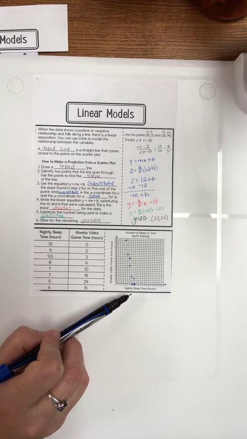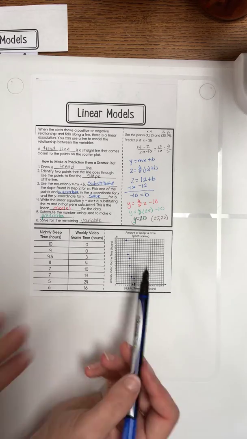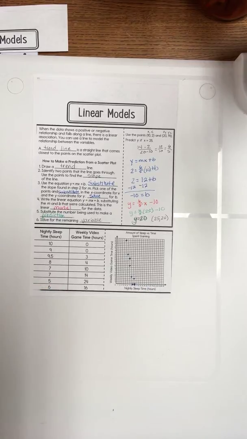So we want to predict, and behind, see how you have a dotted line here? You're going to fold this over. So behind this side is where we're going to do our work. I'm just going to flip my paper over and do it on the back. But we are going to make a prediction about how many hours of video games are played if a student sleeps 8.5 hours a night.